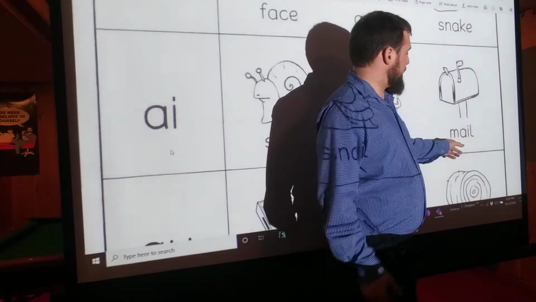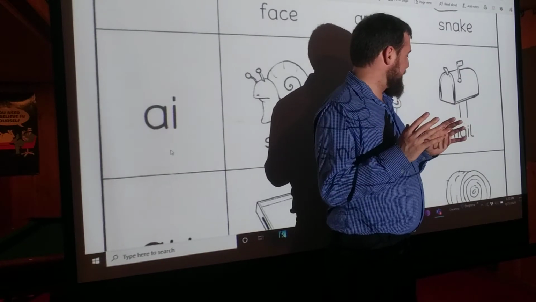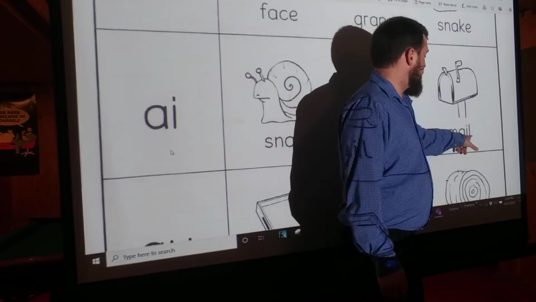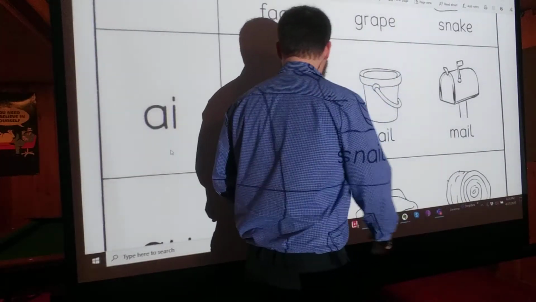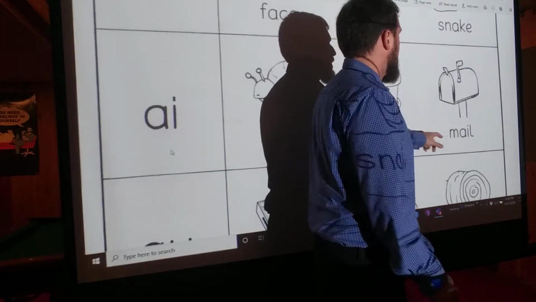Or what's this? Can you read this at home? You should be able to, now that we have our fundamentals of letters down. This is an M, right? It makes the M sound. And then this is the same as everything else. So this was snail, pale. What's this?